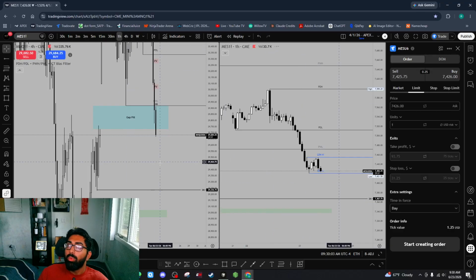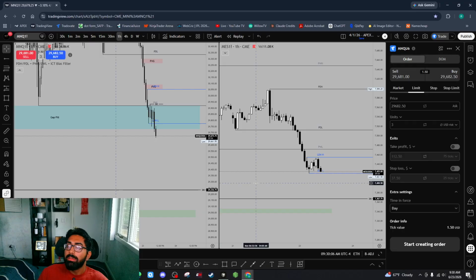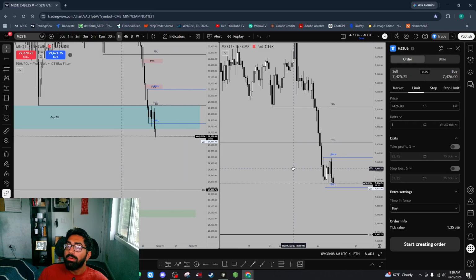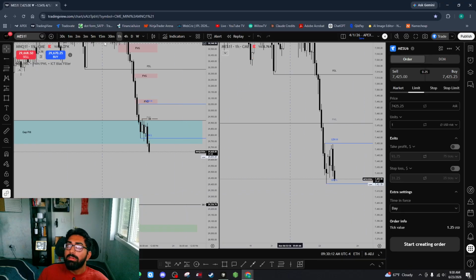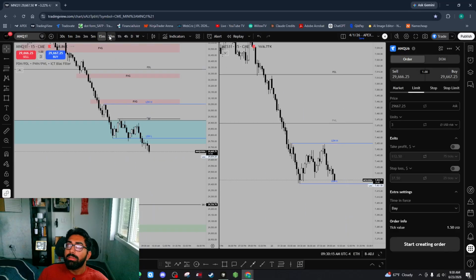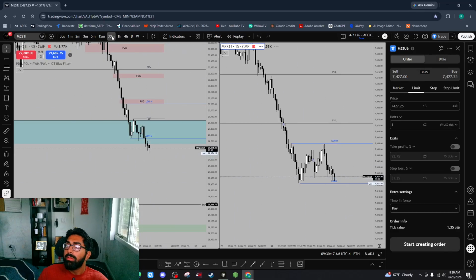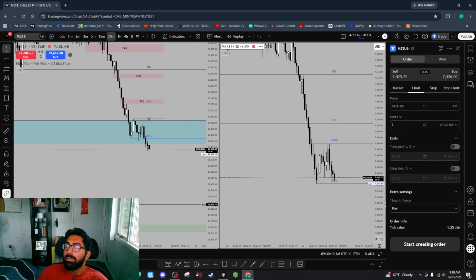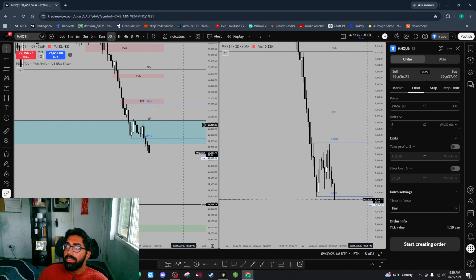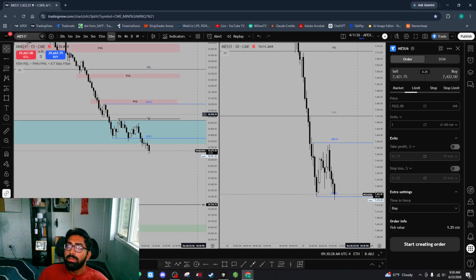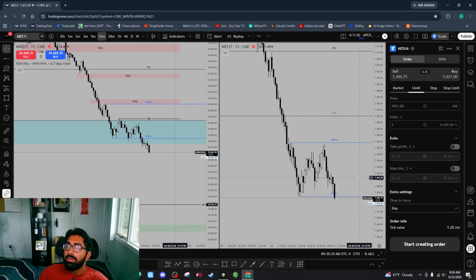Okay, let's check the 1 hour for ES and NQ. Okay, let's check the 15-minute. Actually, let's check 30-minute. Oh, market just opened. Okay, both have taken out London lows. Both pairs are in sync right now. They're both in sync.